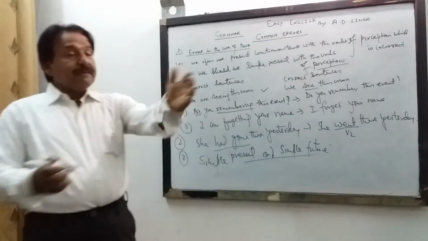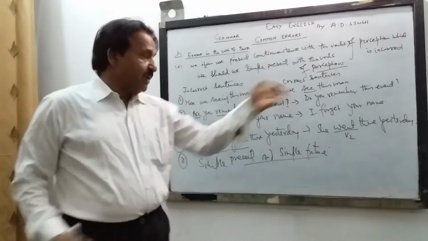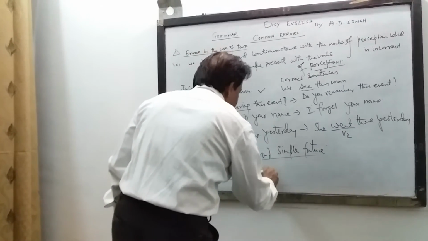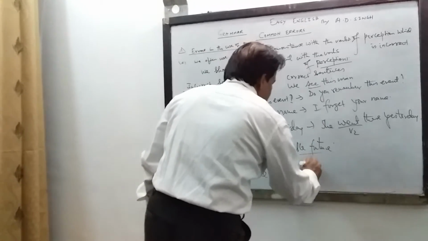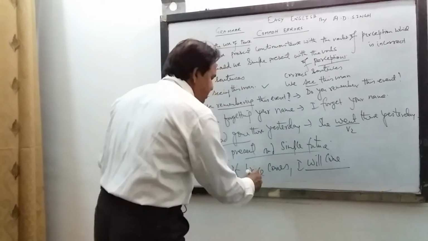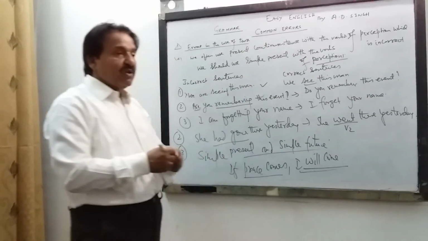Never say, "If Prince will come, I will go." This is wrong. Always say, "If Prince comes, I will go." So which one is simple present? Tell me. "Prince comes" is simple present, and "I will go" is simple future.